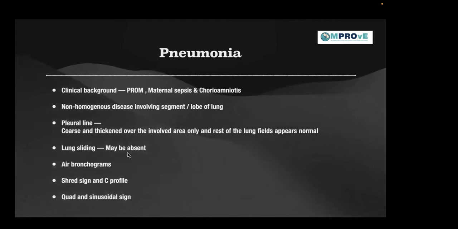Lung sliding may be absent in the particular area of consolidation. There will definitely be air bronchograms. There might be a fluid bronchogram. You will see a shred sign at the consolidated area, which is called a C profile. And if you have a pleural effusion, you're going to see the quad sign and the sinusoidal sign as well.